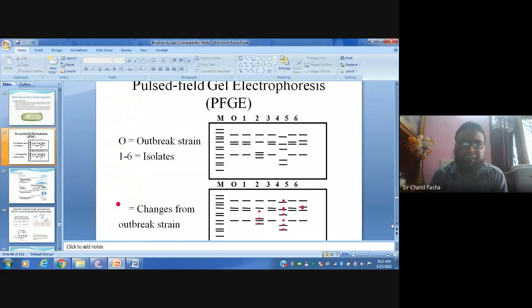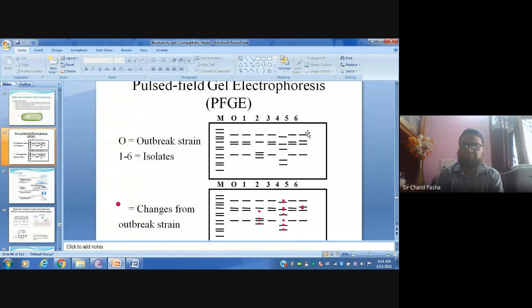In pulse field gel electrophoresis, compared with normal electrophoresis, what we do is take an agarose gel. In the agarose gel, there will be wells. In the wells, we put the DNA of our choice. Then an electrical field is applied, and the DNA is allowed to pass through.